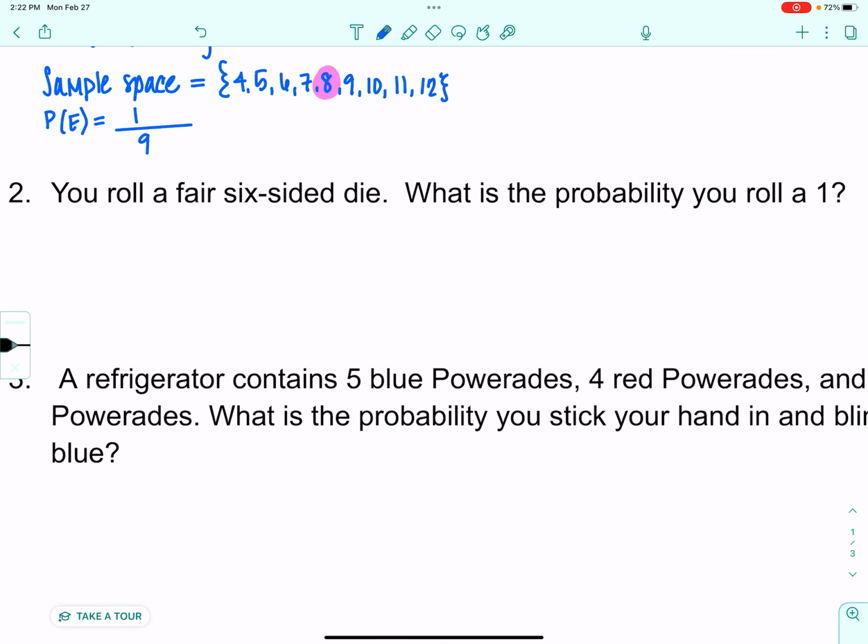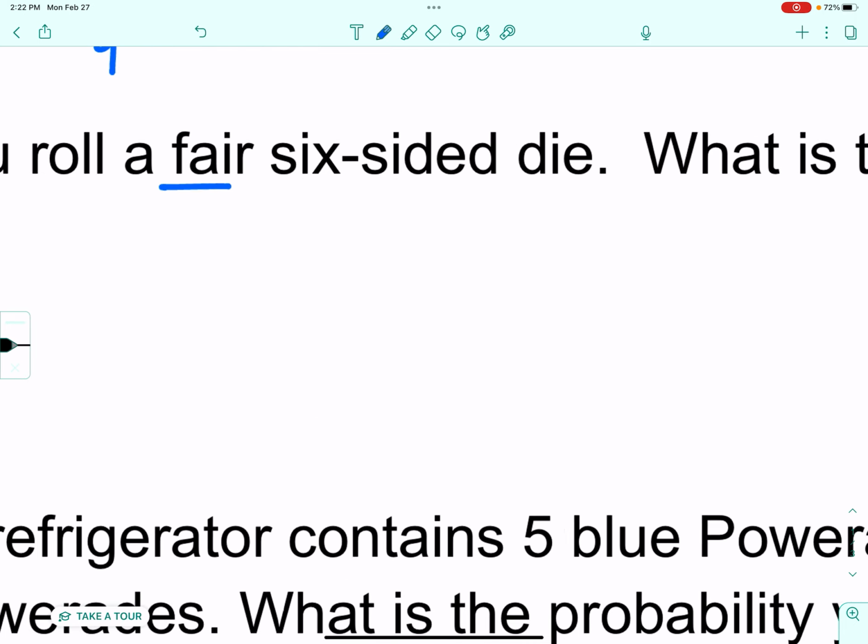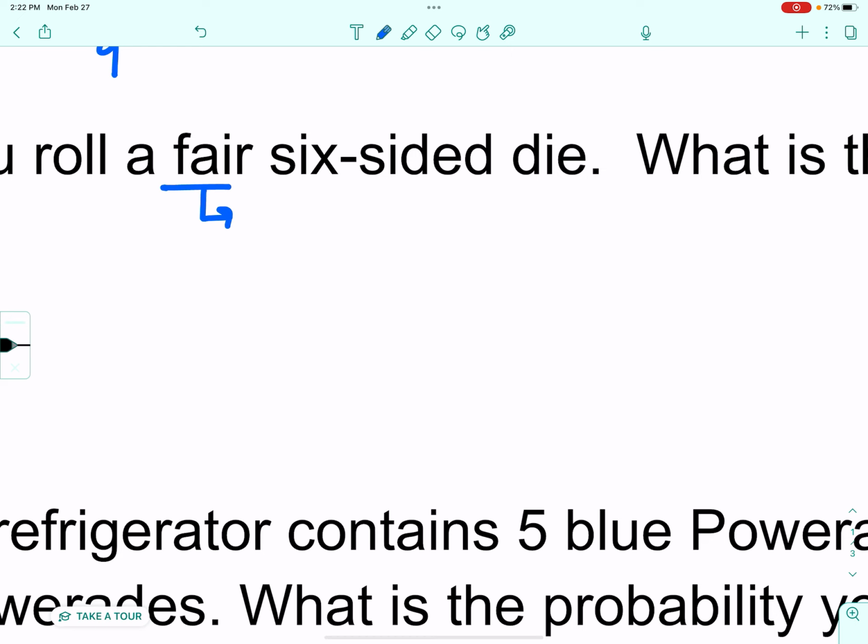Number two says you roll a fair 6-sided die. Fair means it's unaltered. All faces are equally likely.